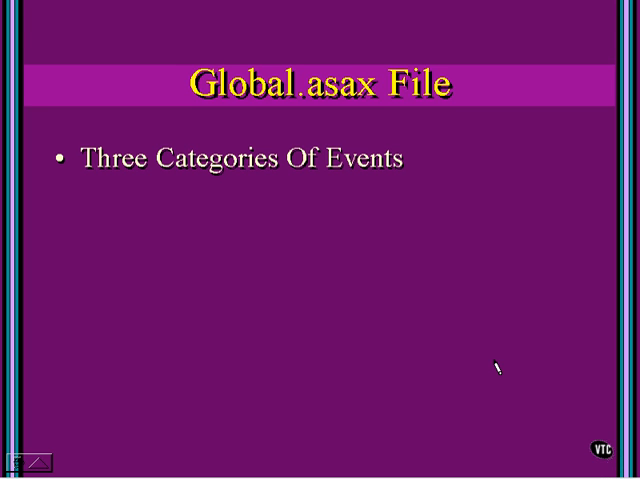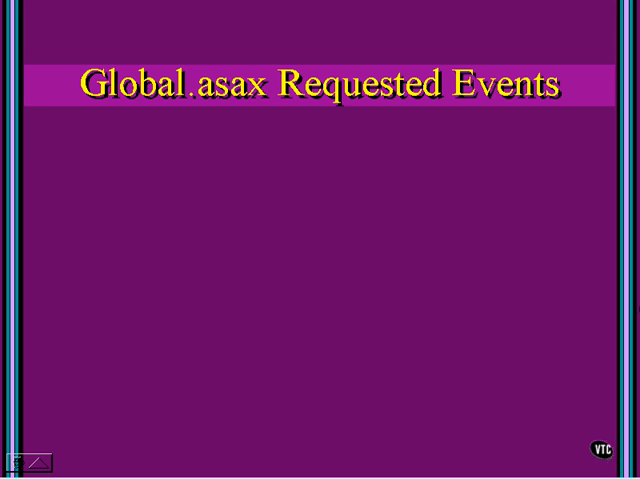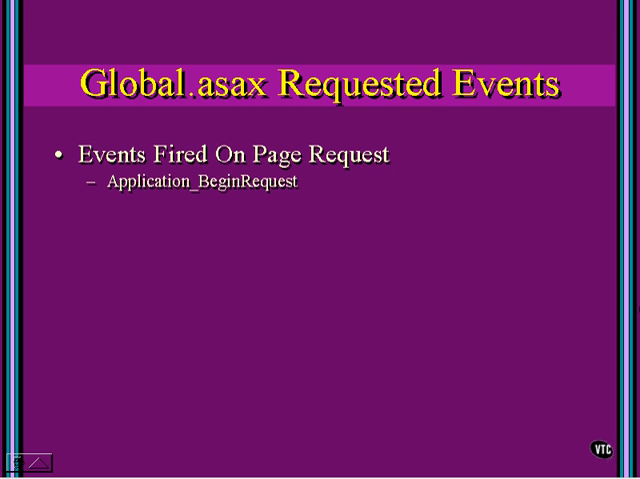Now, the three categories of events that are out there in the Global.asax are when a page gets requested, when a page is sent, and then different conditional events. And so let's break these down. Global.asax has events on requested events, and these events are fired when the page is requested.